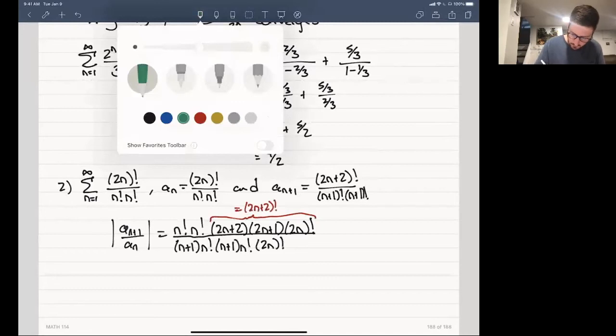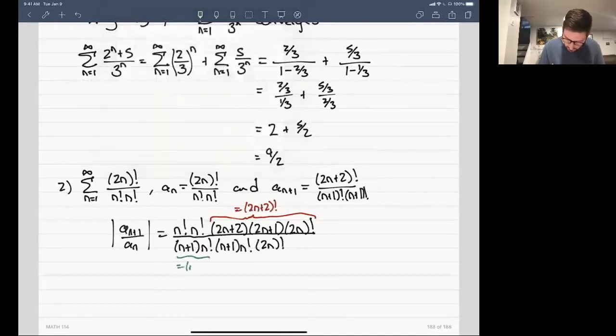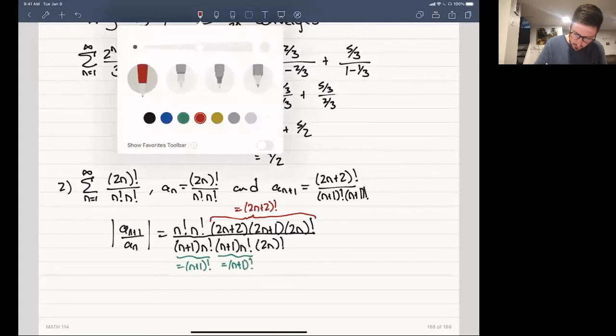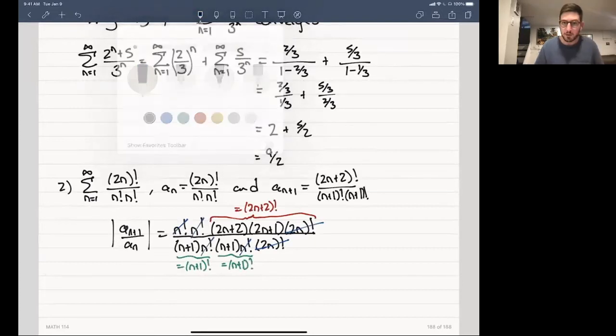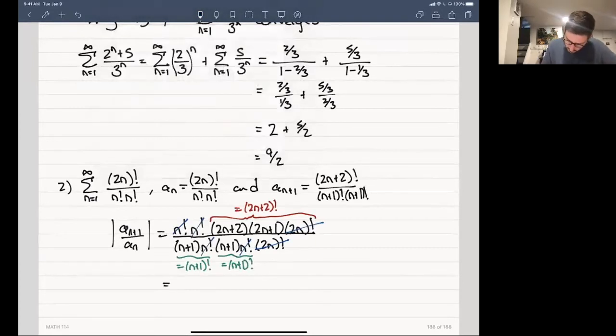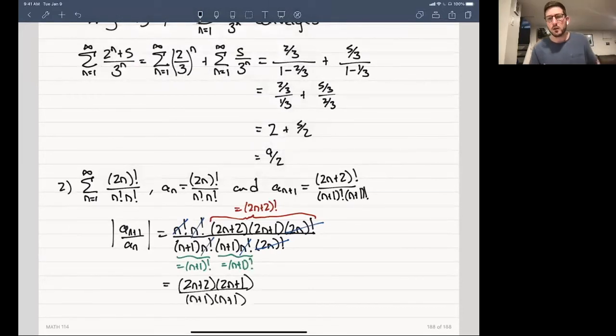So if you'd like, we can put some more notation here. This is n plus 1 factorial. Similarly, this is n plus 1 factorial. So you're just opening all those up. And then maybe let's use blue to cancel. 2n factorials disappear. The n factorial and the other n factorial disappear. And this leaves me with the quotient 2n plus 2 times 2n plus 1 divided by n plus 1 times n plus 1.